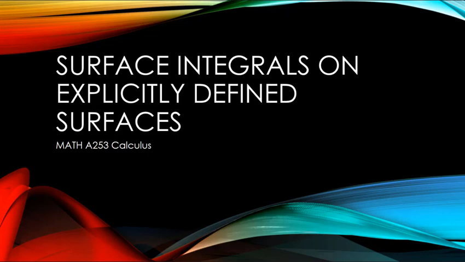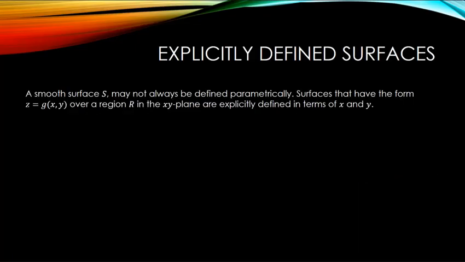In this video, I'm going to look at surface integrals on explicitly defined surfaces. First, let's talk about what an explicitly defined surface is. If I have a smooth surface S, it may not always be possible or necessary to define it parametrically. Surfaces that have the form z is equal to g of x, y over a region R in the xy plane are explicitly defined in terms of x and y.